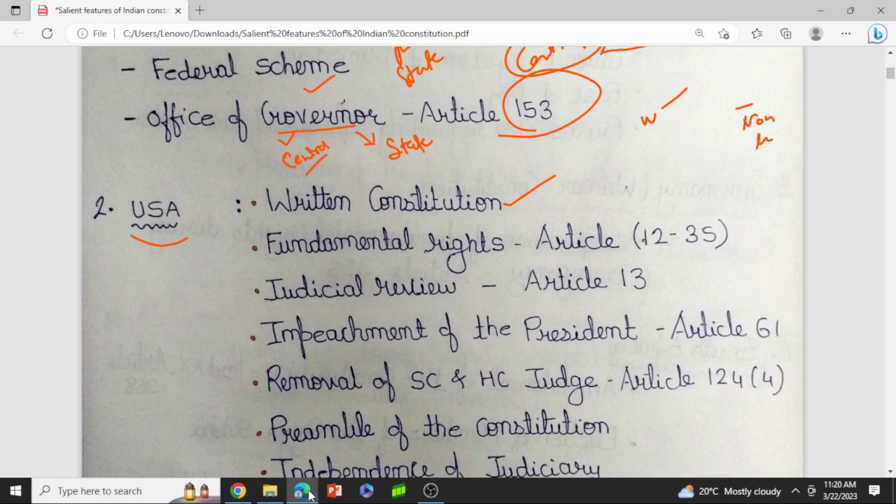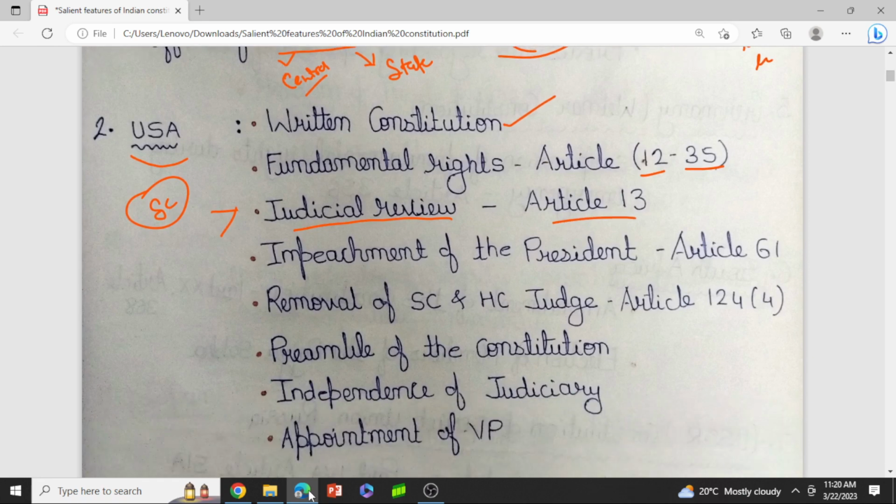Then fundamental rights, which are taken from the USA, covering Articles 12 to 35. Judicial review. So anything that needs to be added to the constitution, or any changes that have to be made to the constitution, the judiciary has the power to review it. So judicial review, Article 13, taken from the USA.